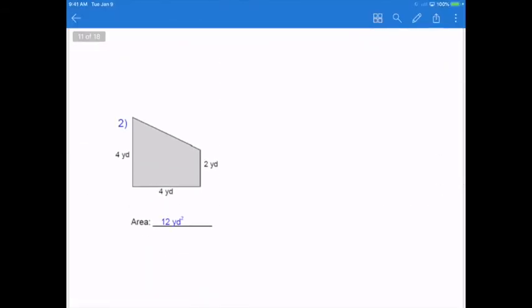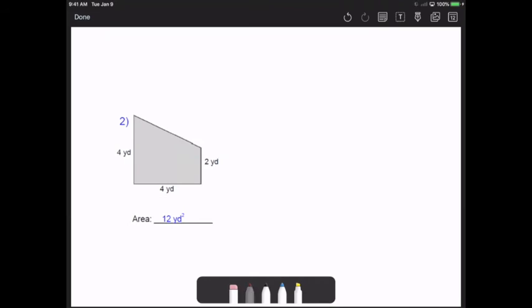Okay, so let's do it 2 ways. Let's do it as if we broke it up into a triangle and also a rectangle. So let's call this 1, let's call this 2. So 1 would be, I got 4 times 2. So 4 times 2 is 8. That's 8 for the rectangle.